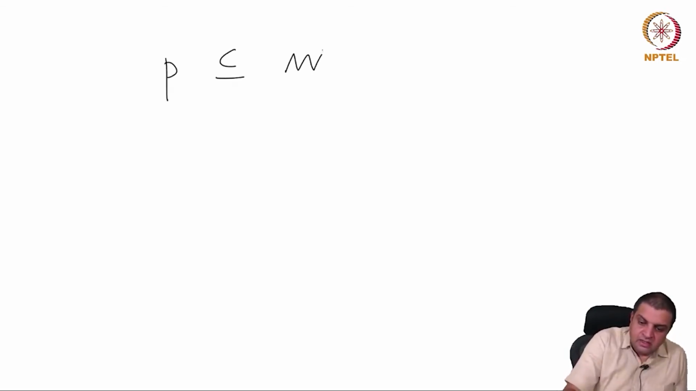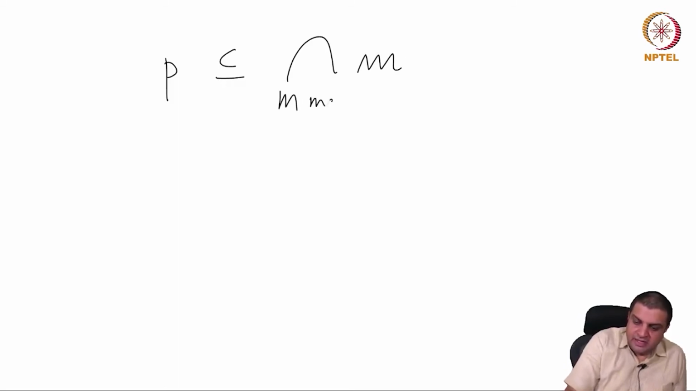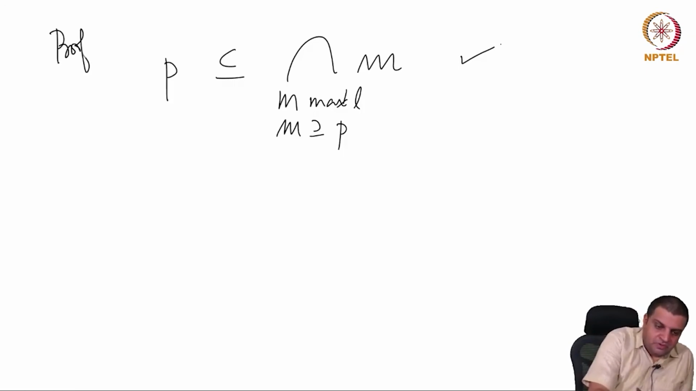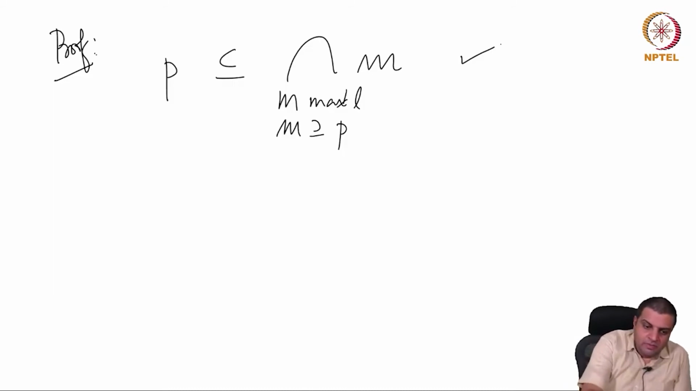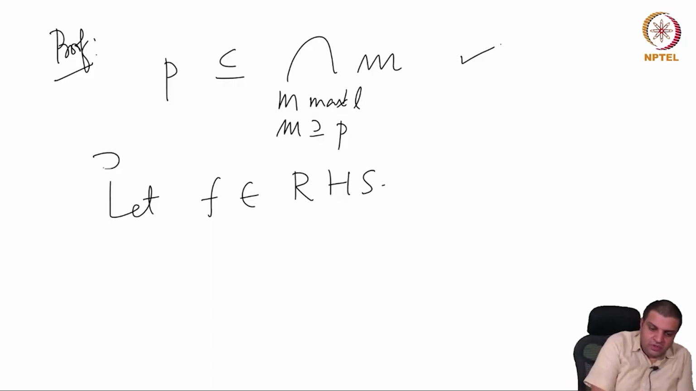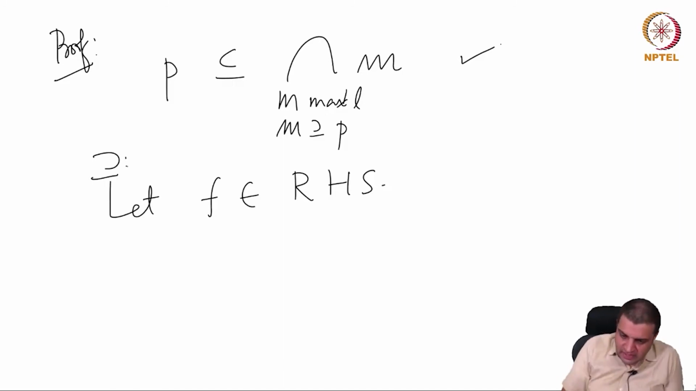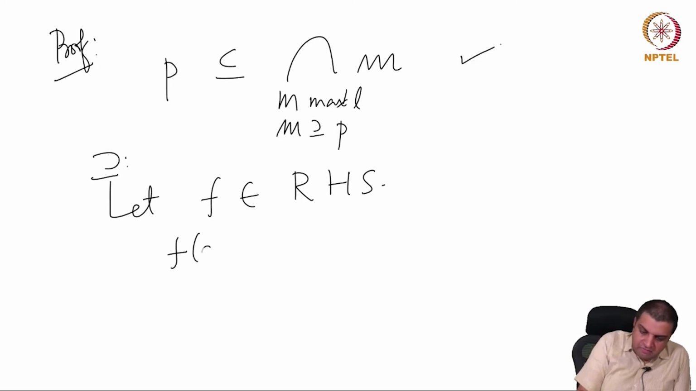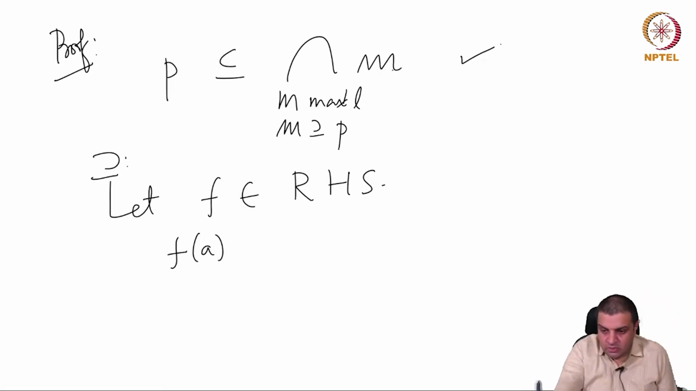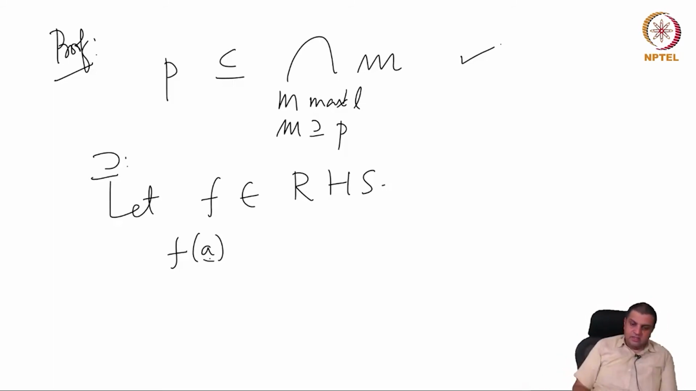Okay, so this is what we want to show. So P is clearly inside the intersection of the maximal ideals containing P. So this is the proof of that observation. Okay. P is clearly inside that. Now let's take an element inside here. So let f be inside the right hand side. So this is the proof of this containment. What does that say? That says that f of a, so what are maximal ideals of this? They are of the form (x1 minus a1, and so on).